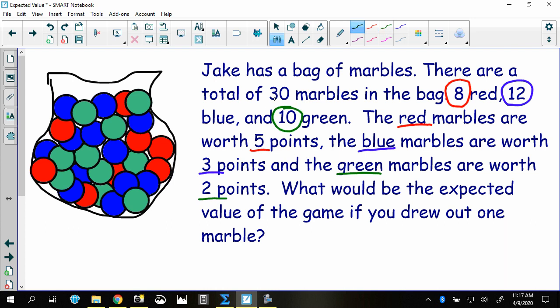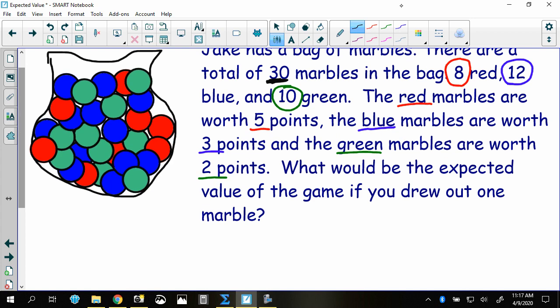Now we have a total of 30 marbles. Okay, so that's our possible outcomes, 30 possible outcomes. Okay, now we're just drawing once. So we're looking at drawing one time each of these different possibilities. Okay, so the possibilities are events.